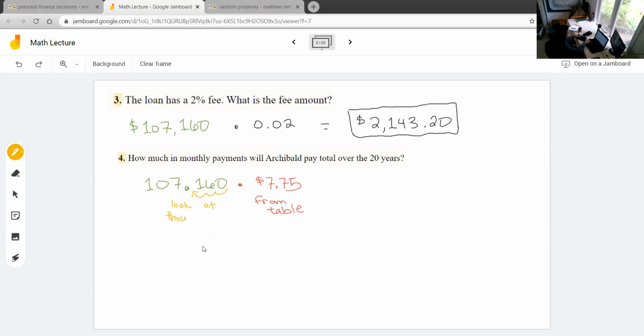Actually, "move" is not quite the right word. Let's say counting by thousands. I'm counting by thousands. How many times do I count to get to that number? I count 107 times and a little bit more of a time. Now that would be 1 month.